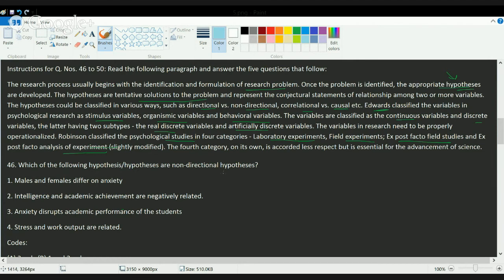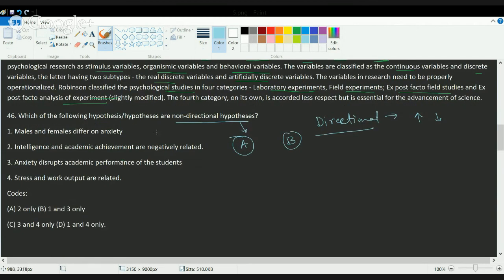Now, what is the difference between a directional and a non-directional hypothesis? A directional hypothesis is one where I provide the direction, whether the relation of one parameter to another is increasing or decreasing in nature. Okay, while in non-directional, I just say that there are two parameters A and B, both of them are related, but I cannot say whether they are positively related or negatively related. Okay, so since this question asks you about the non-directional hypothesis, I say males and females differ on anxiety. That's correct because I'm taking gender on one side and anxiety on the other, and I'm saying there is some relation. I don't know whether it's positive or negative. So it's a non-directional hypothesis.